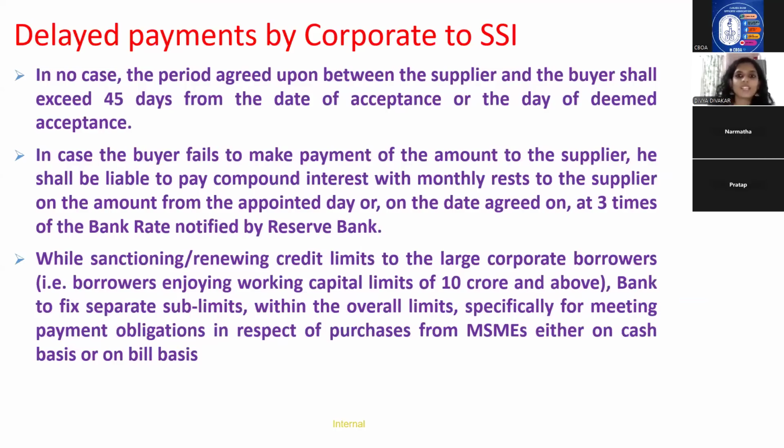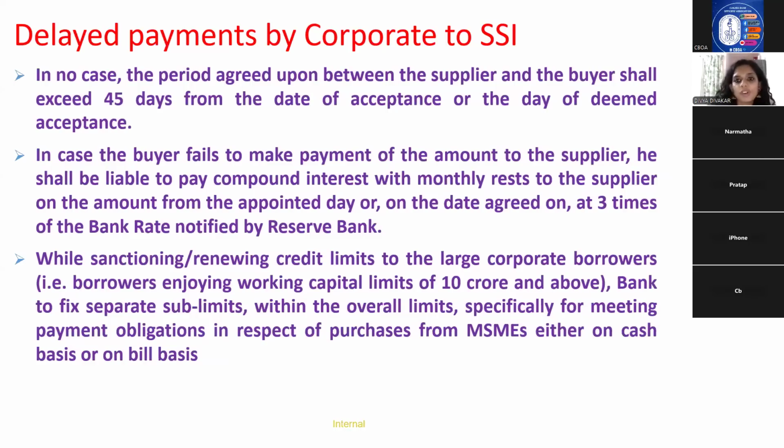Okay. So we were discussing the delayed payments. In case of delayed payments, if the buyer fails to make payment, they are supposed to pay compound interest with monthly rests to the supplier, and it will be at 3 times the bank rate notified by the RBI. Okay, so whenever we are sanctioning limits to large corporate borrowers, that is with a working capital limit of 10 crore and above, we are supposed to keep separate sublimits specifically for meeting all these payment obligations.